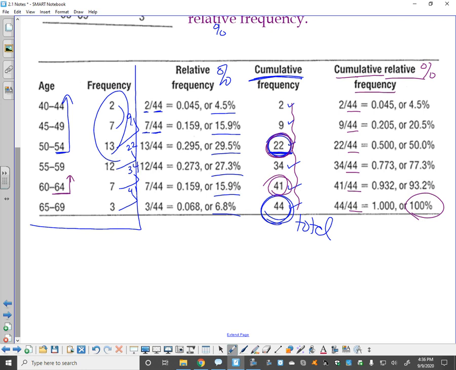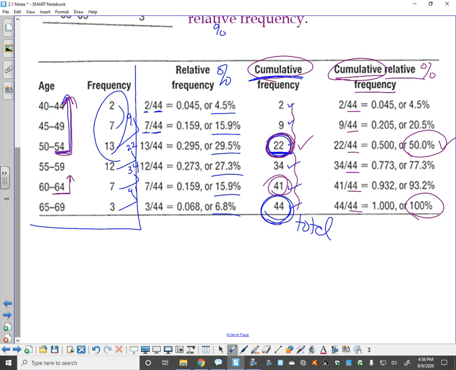Okay, well, we talked about this 22 number being 54 or younger. So now I can make the same statement, but I'm going to use a percent. 50% of the United States presidents were 54 or younger when they took office. So I can put it in a number or I can put it in a percent. But both of these are cumulative information.